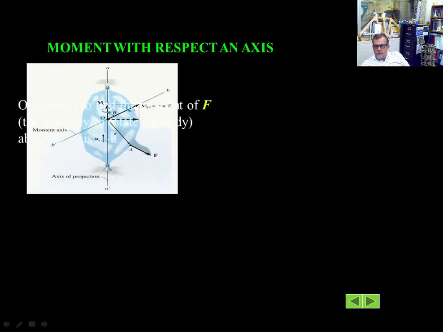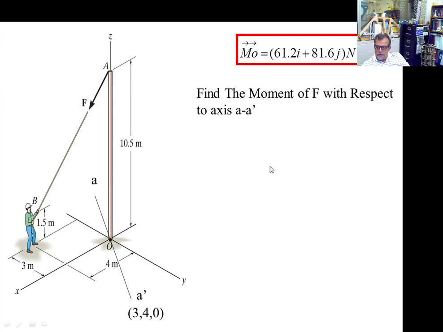For example, if we had the same problem that we did before, but now the problem has another part, and the other part says, oh, by the way, on top of calculating the moment with respect to the point O, I want you to also calculate the moment of that force, but not with respect to the point O, but with respect to this axis, A prime. And about that axis, the only thing that I know is that the axis passes through the point O and also through the point 3, 4, 0 here. How do I do that? Easy peasy lemon squeezy. What I told you before.